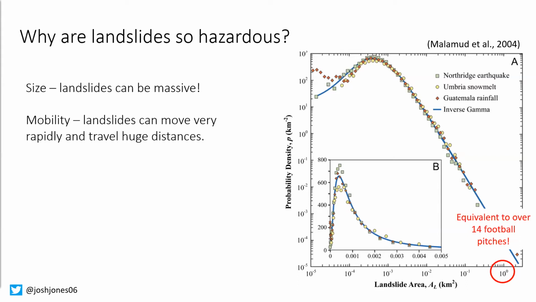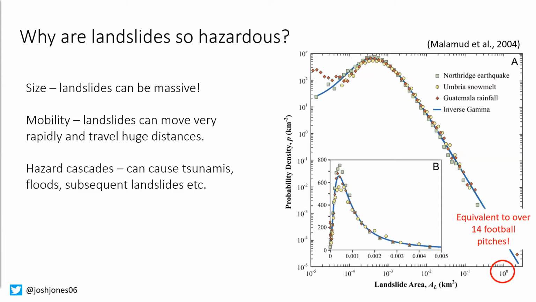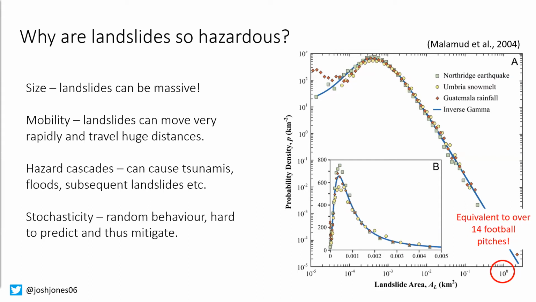The second reason that landslides can be hazardous is their mobility. Landslides can travel very quickly and move very large distances, which, as we'll see in some of the examples later, makes landslides very hard to avoid. The third reason is something called hazard cascades. Landslides very commonly induce other hazards, such as floods and tsunamis. So often when we talk about managing landslide hazard, we also have to consider managing a host of other issues and problems. And the final reason I want to mention is something called stochasticity.